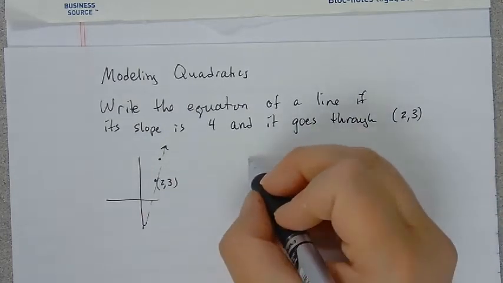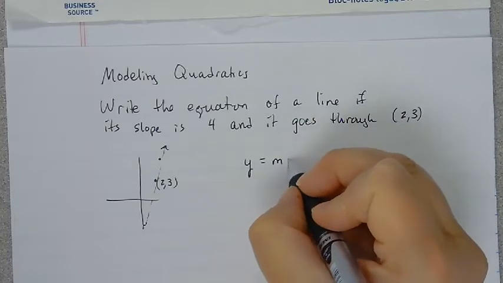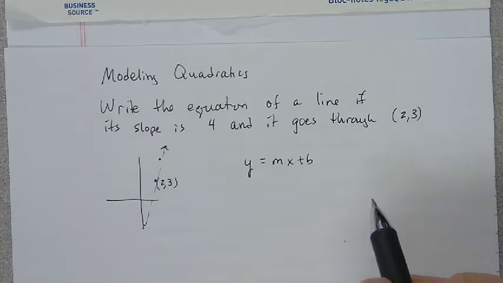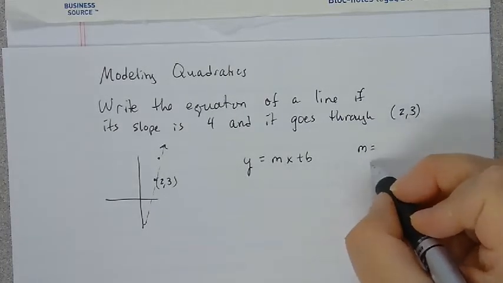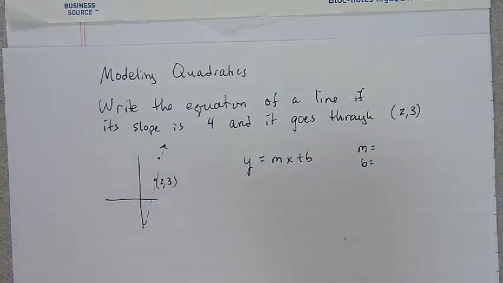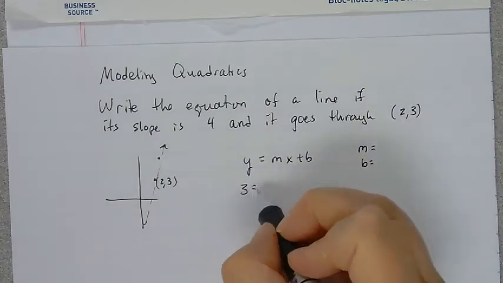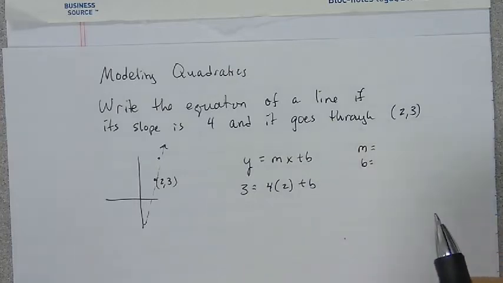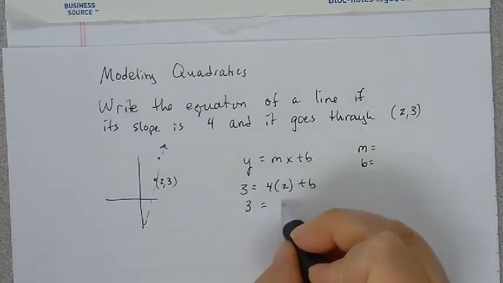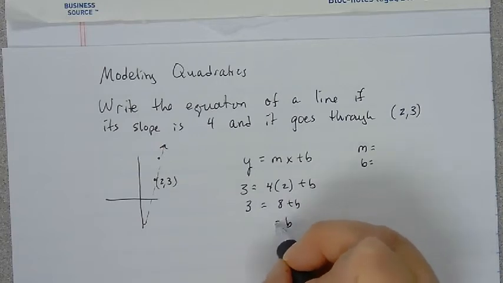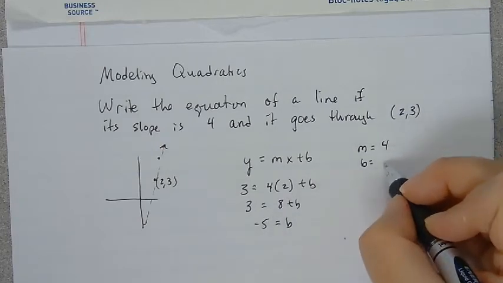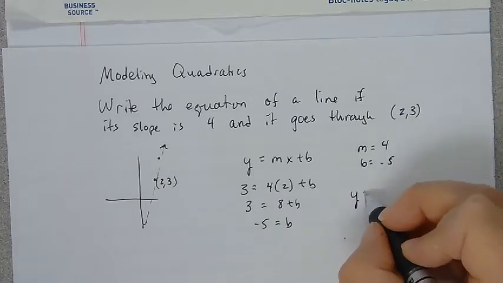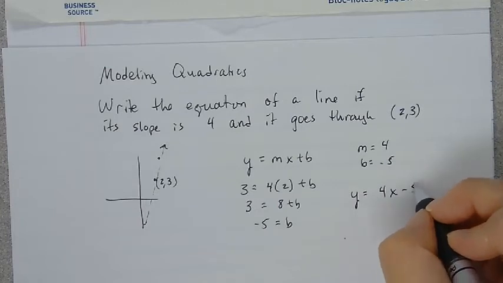So if we're talking about a linear equation, we're going to use y equals mx plus b. So to write the equation of the line, I really need to know two things. I need to know m and I need to know b. So to find that, I'll put 3 for y, 4 for m, 2 for x, and then b is our unknown. So I have 3 equals 8 plus b, so b equals -5. So slope is 4, and y-intercept is -5. So if I write the equation, it looks like this, y equals 4x minus 5.